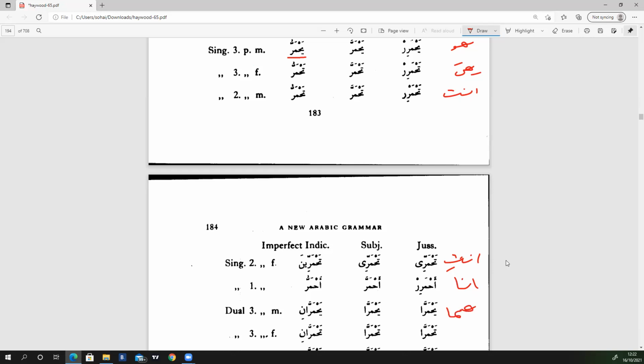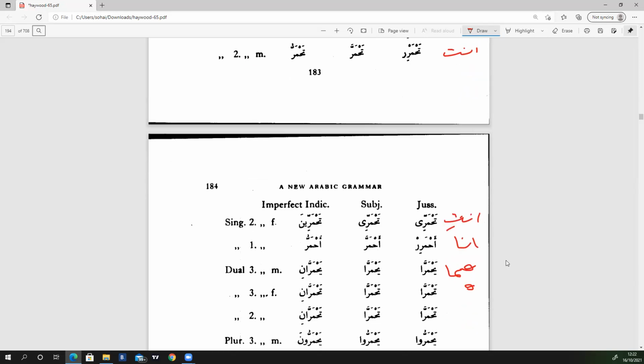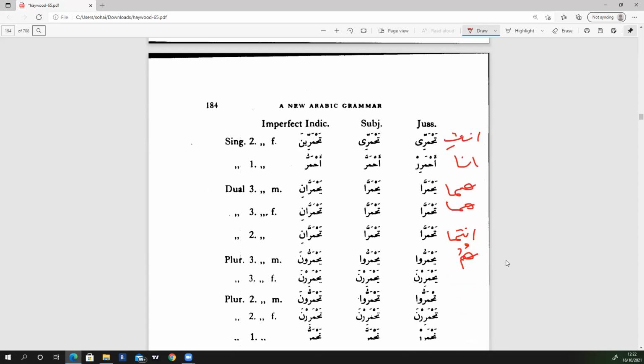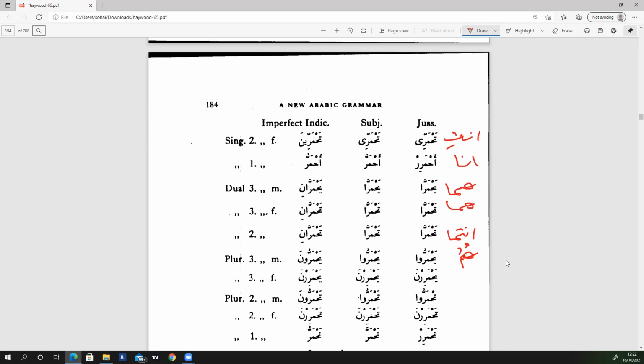Again, he's doing dual, but he's going to start with third person huma. Yeah, huma, and this I think is for feminine, yes. This is huma as well, feminine. And then he's doing second person dual, which is antuma for masculine, and feminine is the same. Then he's doing plural, which is whom. Again, if you put in the scale on the website I sent you, you should get everything. And this is hunna.